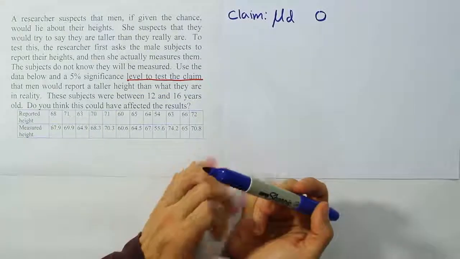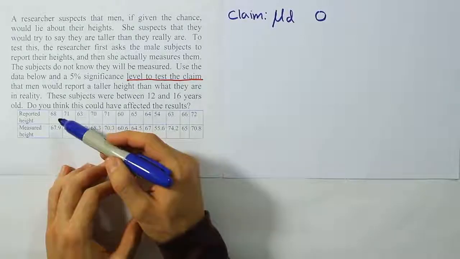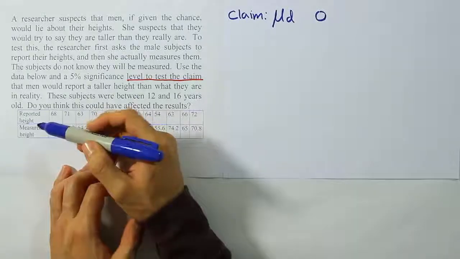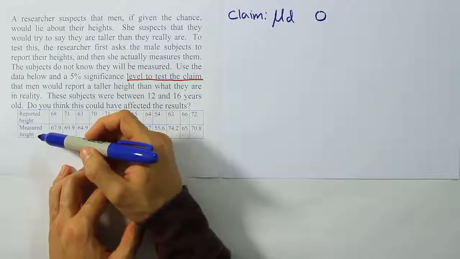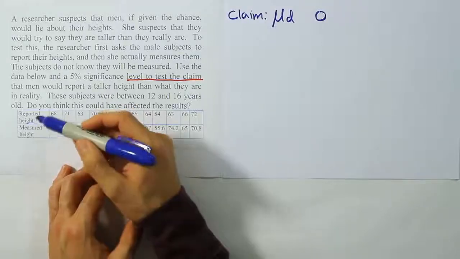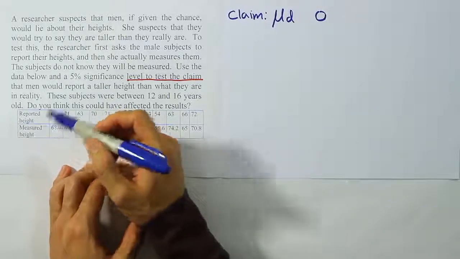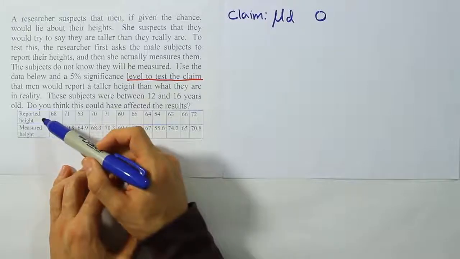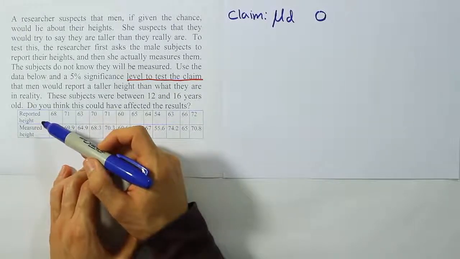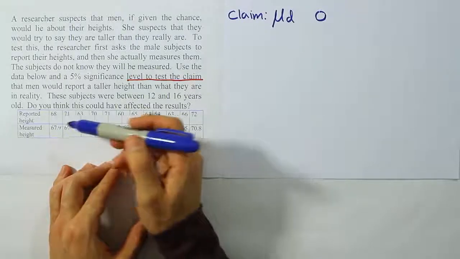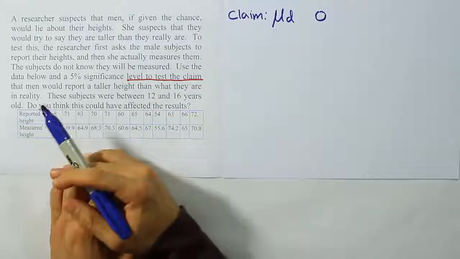So let's think about something real quick. If we were to actually do this subtraction just the way we see it, if we do reported height minus measured height, so this value minus this value, and if they're hypothesizing that the people being surveyed here, the men in other words, are going to say they're taller than they really are, in theory then this whole top row should be bigger than the bottom row, right? In theory.